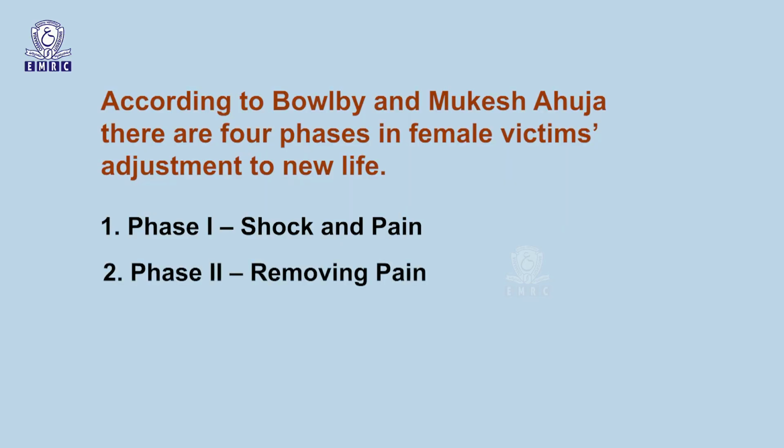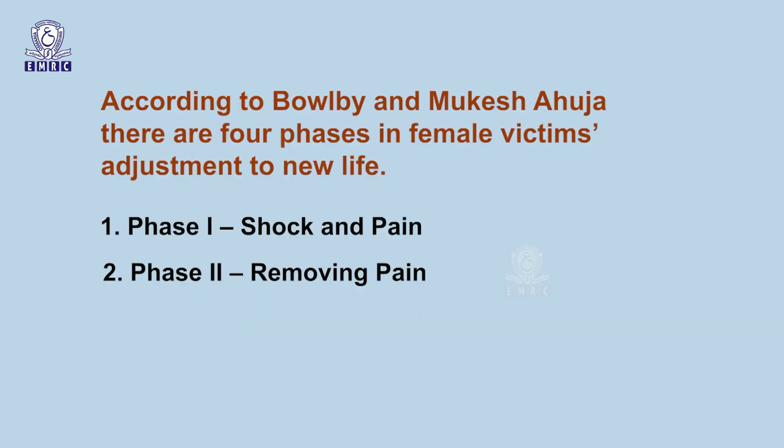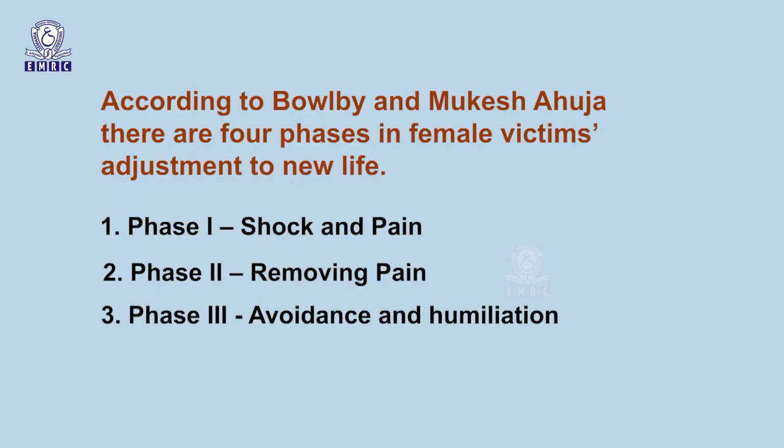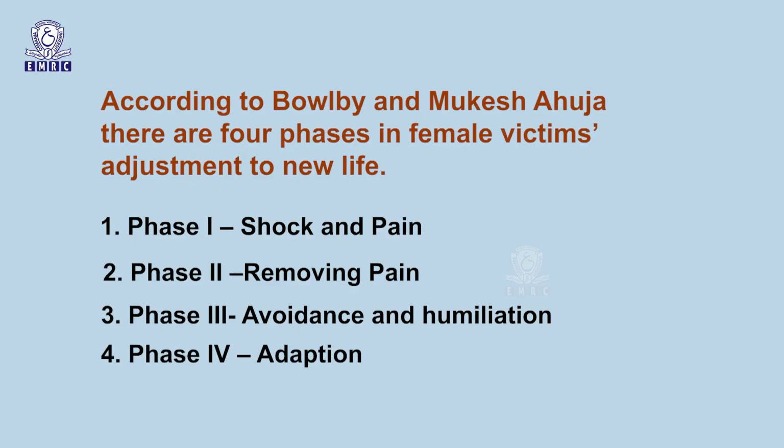The second phase is removing pain. The second phase depends on support and security provided to the victim of violence. Third phase, avoidance and humiliation. This phase deals with avoidance and humiliation by family members, relatives, friends and associates. Phase 4 is adaptation. Adaptation takes place through religious conversion, accepting social challenges, neutralization and attachment, and identity change.